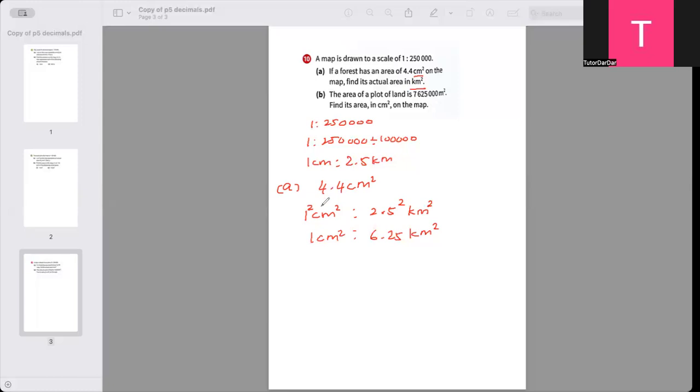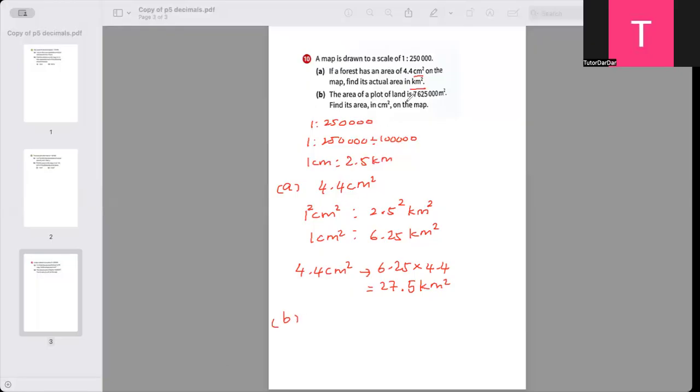Okay, so 1 cm square is 6.25 kilometer square. So now what I need is 4.4 cm square, right? So if 4.4 cm square, what do I do? 6.25 multiplied by 4.4, which will give you 27.5 kilometer square.